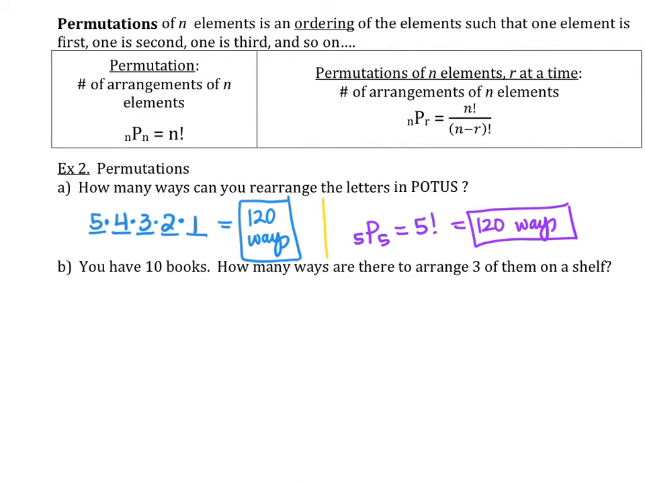Now I'm going to consider example B, and it's going to be an example of the permutation of n elements r at a time. So now I have 10 books. I want to arrange 3 of them on a shelf. I'm going to do it using the counting principle, and then I'll do it using the formula.